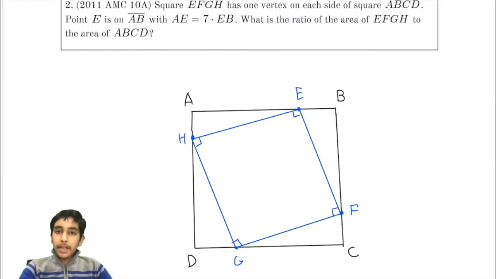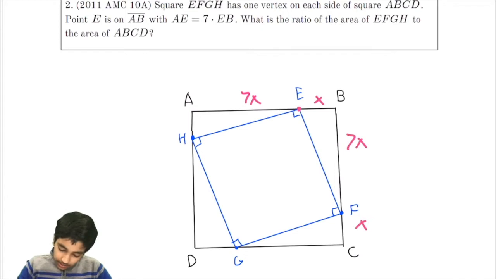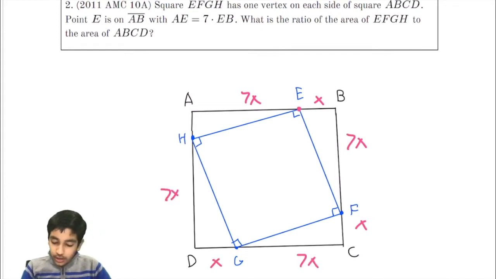So in this problem here, we have a square EFGH with one vertex on each side of square ABCD. And you have a point E here, such that AE is 7 times EB. What is the ratio of the area of EFGH to ABCD? Okay, so let's just say this is 7x, this is x. Let's call this 7x, x, 7x, x, 7x.